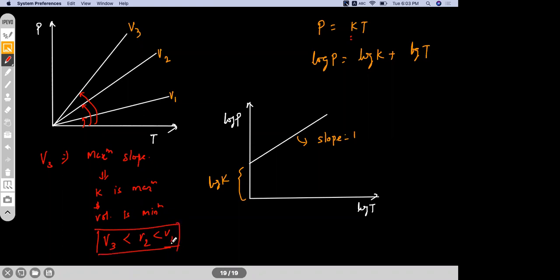Or you can also draw a straight line, either parallel to x-axis or parallel to y-axis, and solve this question.